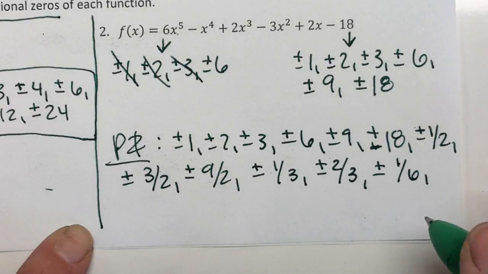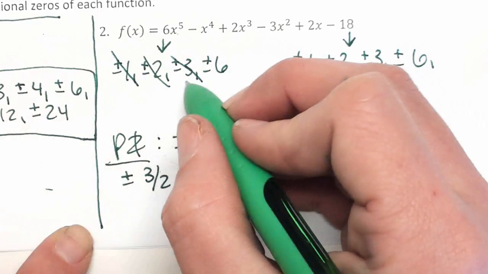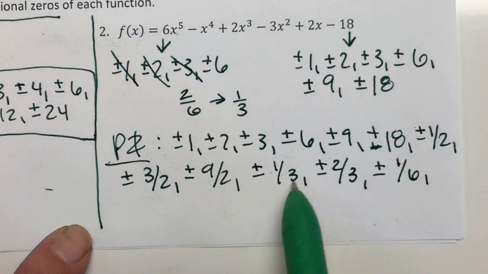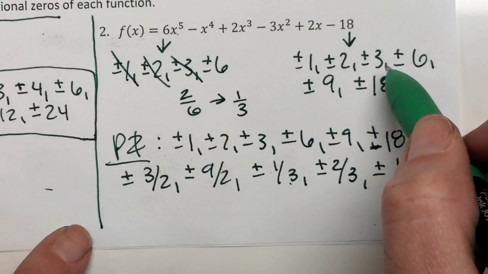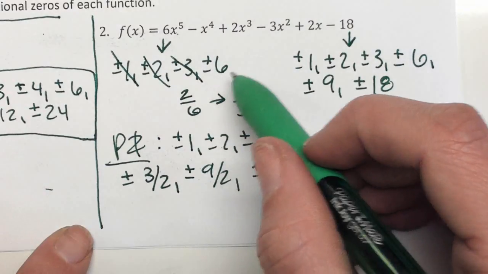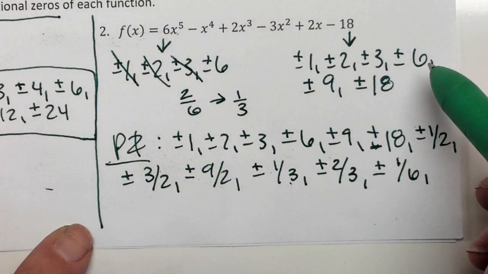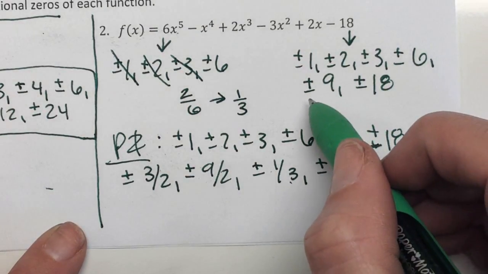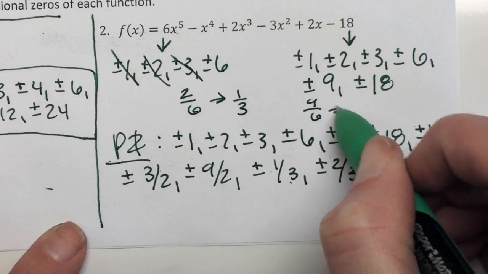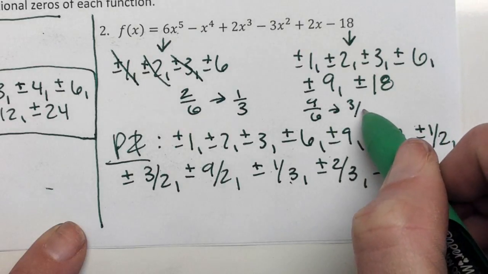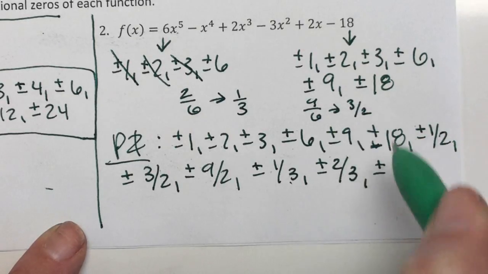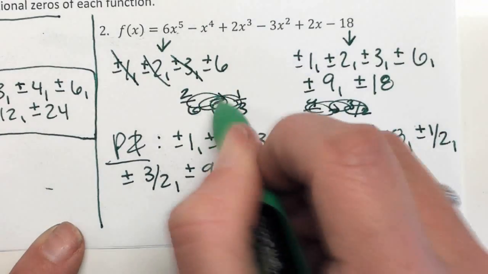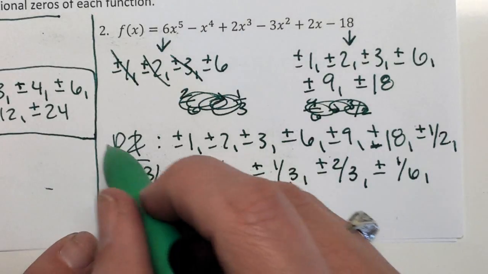Next one would be 2 over 6. Well, that's the same thing as what? Don't we already have 1/3? Next one, good, we already have that one. Next one. Alright, next one, 9 over 6, which simplifies to what? 3 over 2. Don't we already have that? And last one would be 18 over 6, which is what? Good. We're done.